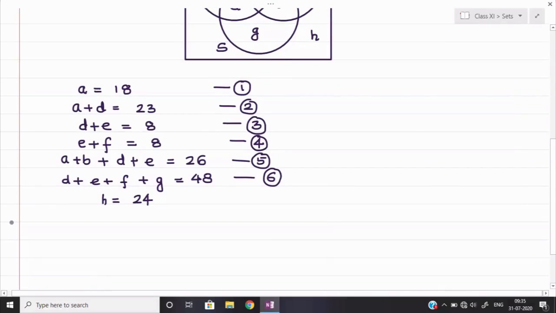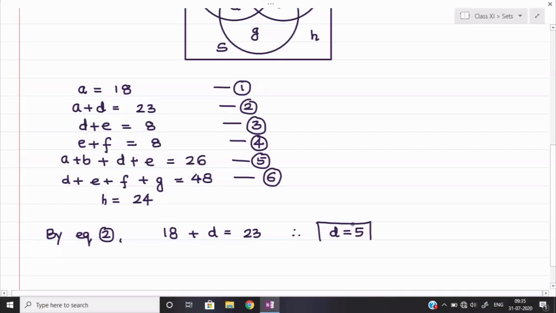Now see equation number 1 and 2. In equation number 2, from equation number 1, A is equal to 18, if I put that value, easily I can get the value of D. So by equation number 2, I am going to put the value of A as 18 plus D is equal to 23. So the first value I got here after simplification is D will be equal to 5. This is my first value here.